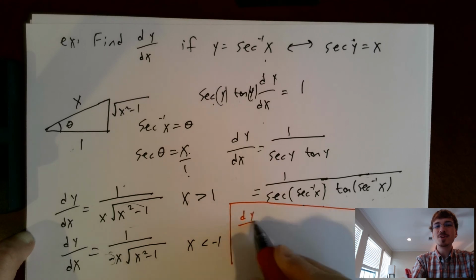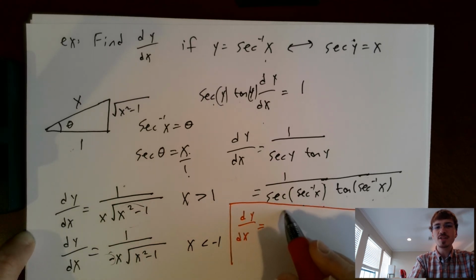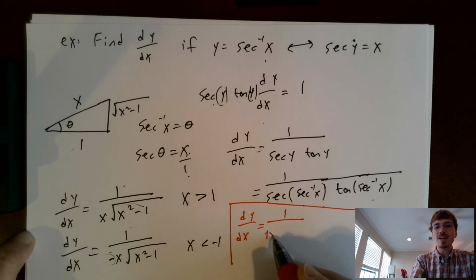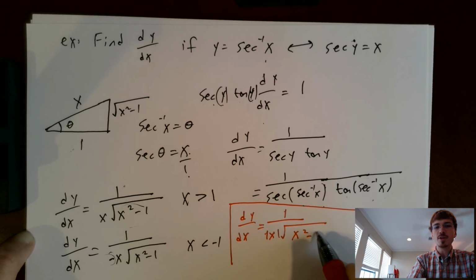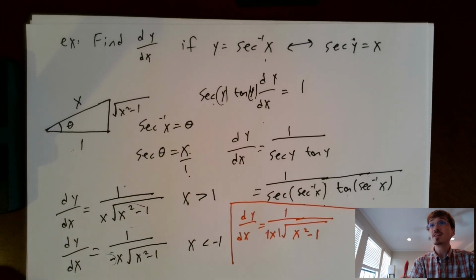So the formula that we'll use, always and forever, is that dy dx for arc secant is 1 divided by the absolute value of x times the square root of x squared minus 1. Okay. Let's do some examples together and compute some of this.